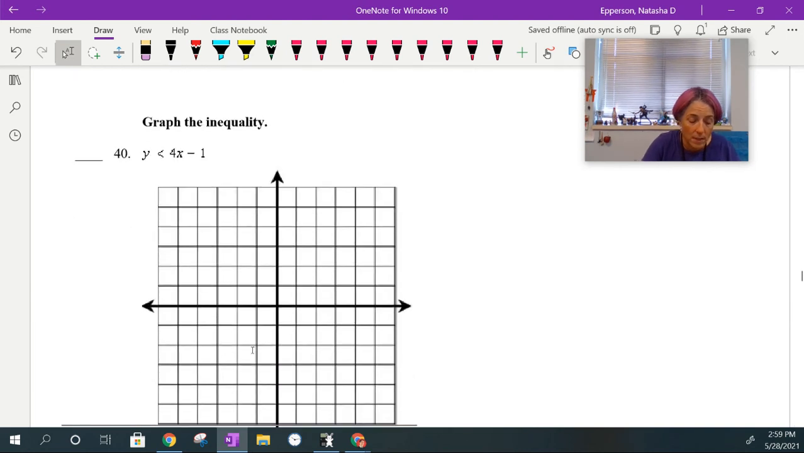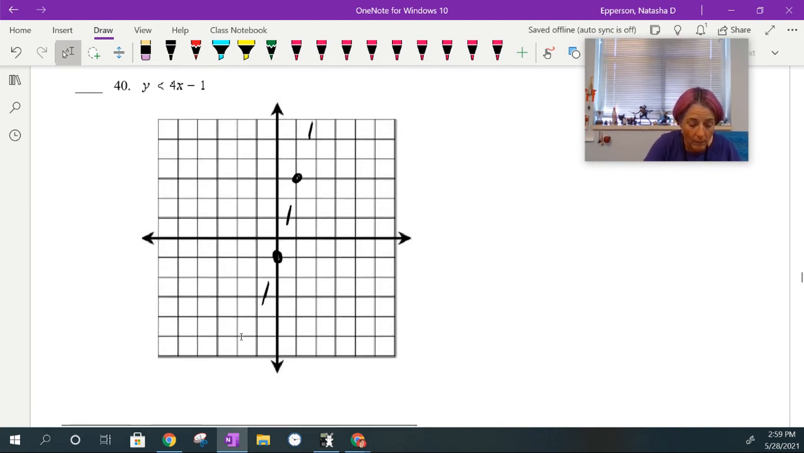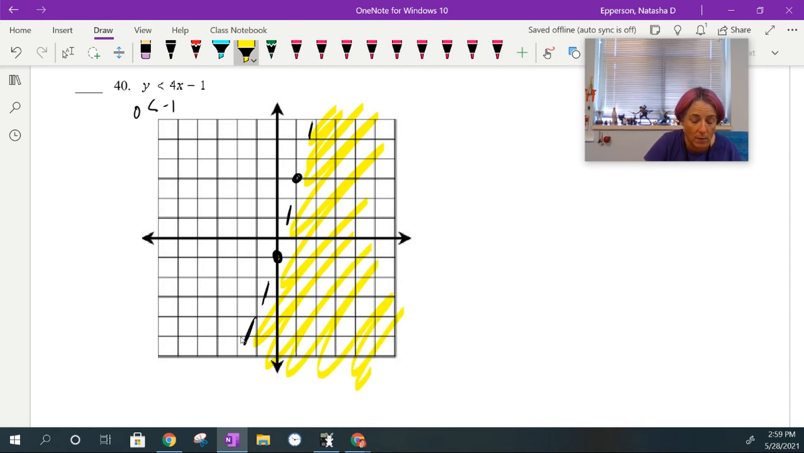Graph the inequality. So my y-intercept is at -1. And then I have a rise of 4, 1, 2, 3, 4, and a run of 1. It's supposed to be a dotted line. And is 0 less than -1? It is not. So I want to shade the side of the graph that does not contain 0, 0. That would be the right side of the graph on this one.